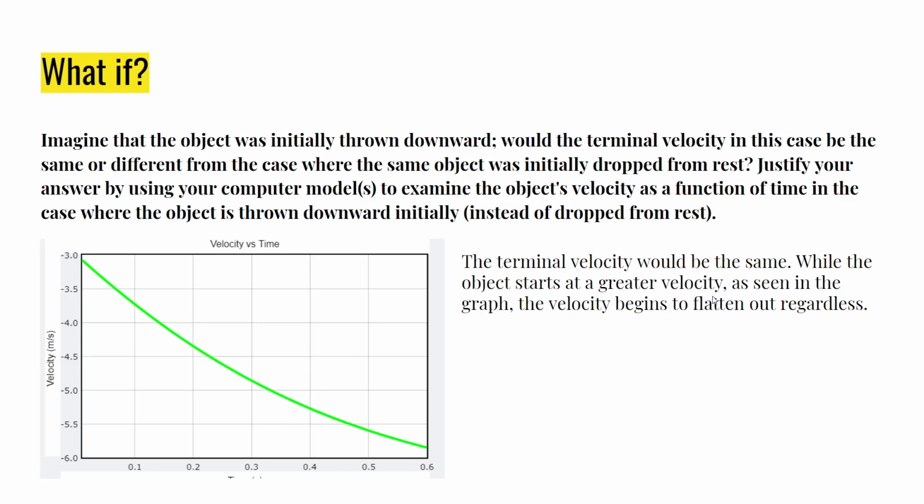Ultimately, this initial velocity is independent from the fact that the F net would eventually become zero from the drag force and the gravity force canceling out.